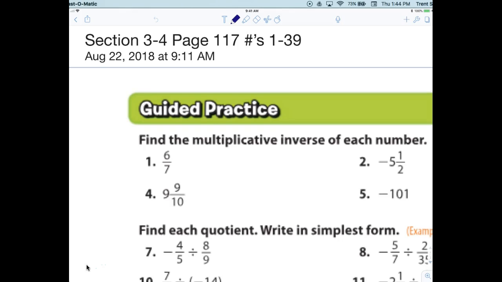All right, head your paper now. 1 through 39, here we go. Again, super easy. Super, super easy.